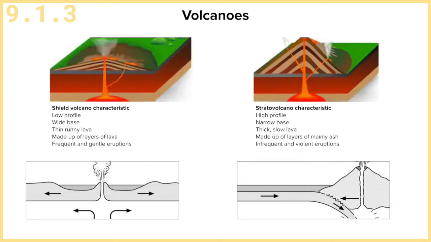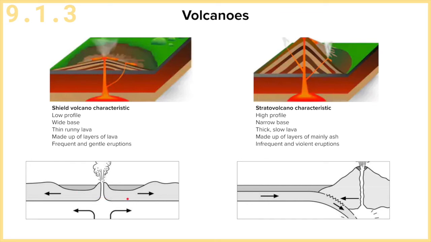Next, let's have a look at some of these hazards. And the first one we're going to look at are volcanoes. And there are two different types of volcanoes, and which one happens depends on what margin it's being produced at. So there are shield volcanoes and stratovolcanoes. A shield volcano is produced at a constructive margin. That's where the two plates are moving away from each other.